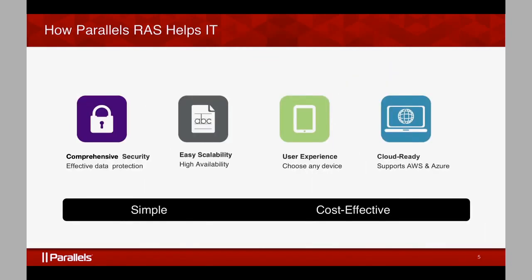On the IT side, there are three things that help the IT groups a lot. First one, it's comprehensive security. We can do data protection, we can do two-factor authentication, and at the same time, you can combine different rules based on user and location, or where they are coming from, and then allow them to access an application or not.